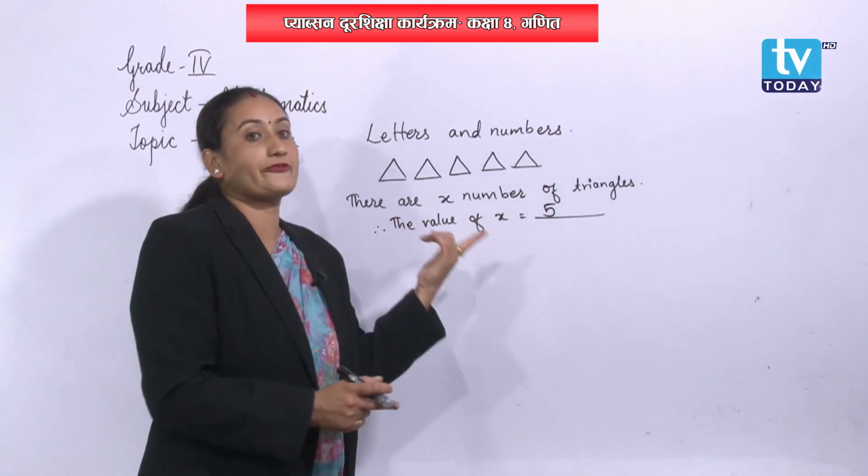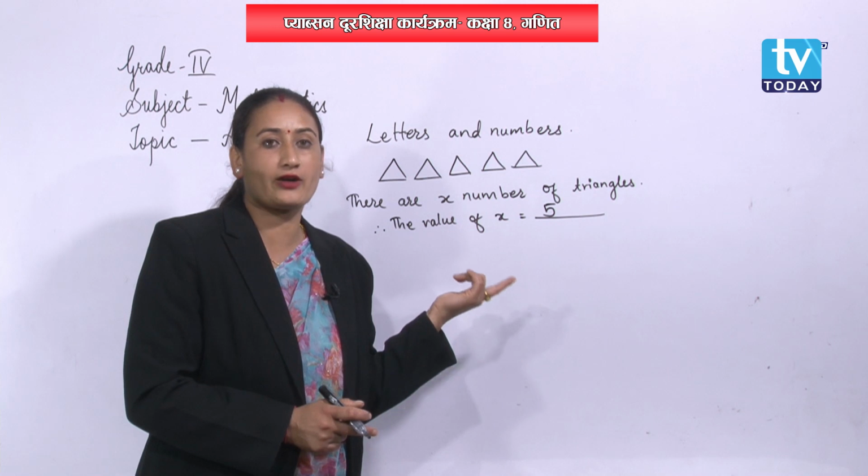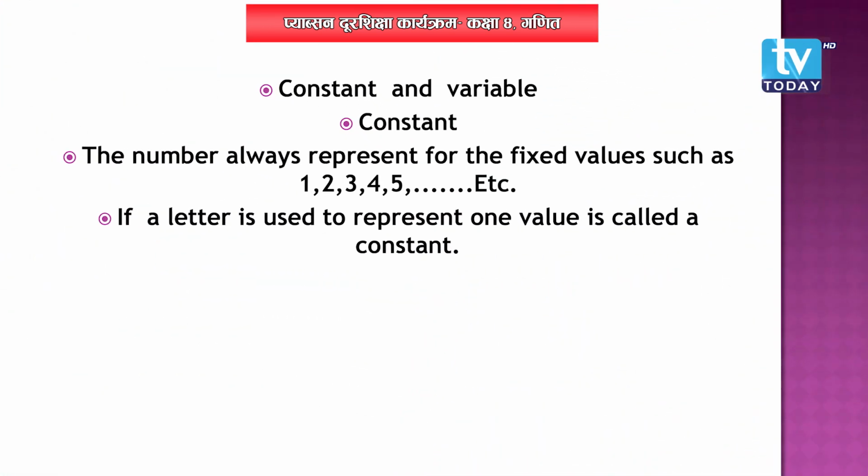So, here what is the fixed value of the triangles? How many triangles are there? Altogether, it's 5. So, it's called a fixed value. 5 is the fixed value of the triangles. So, 5 we say is a constant. Okay. Now, next is, if a letter is used to represent one value, then it is also called a constant. This x represents 5 as a number, as a value, right? So, we call it also a constant.